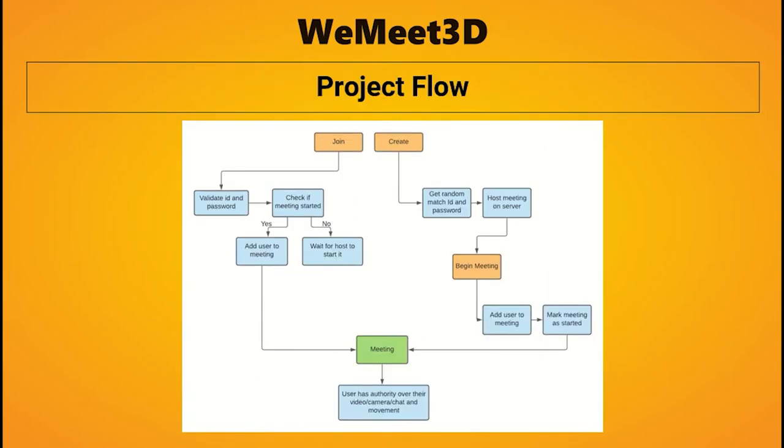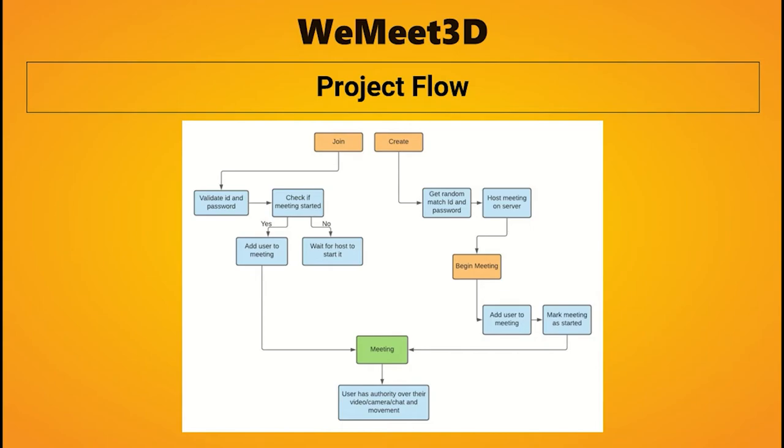And finally, we'll show you a little bit about the project flow that we have going on. As I mentioned before, the client is able to join or create a meeting. So if we decide to create a meeting, a random ID and password are generated, and the meeting information is saved in the list. And if the user chooses to join a meeting, we validate the ID and password, and then we check if the meeting has started or not. If the meeting has not started, then the user has to wait until the host starts it. But if it has started, the user automatically joins the meeting.